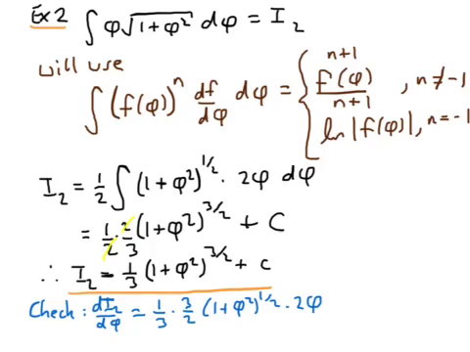So we look at this and we see that the 3 and the 3 cancel. We also see that the half here and the 2 cancel, and we are left overall with phi that I'll just put in front, that's just this factor, times 1 plus phi squared to the half, or if you wish, the square root of 1 plus phi squared, and that is our initial integrand. So we realize that yes, we have correctly calculated this integral.